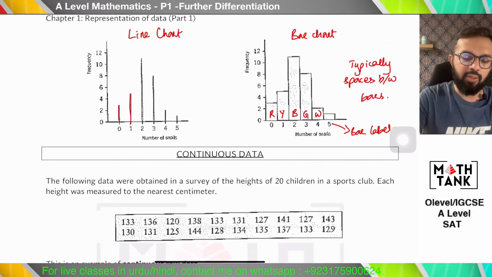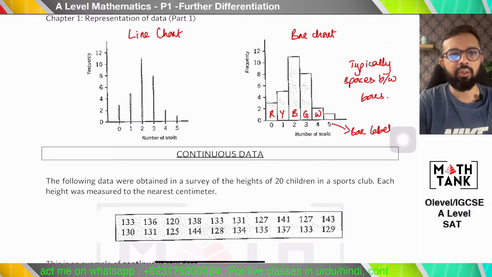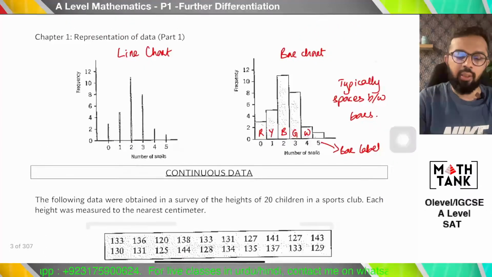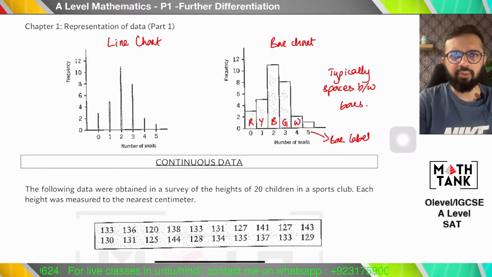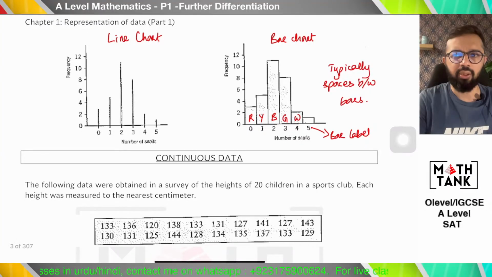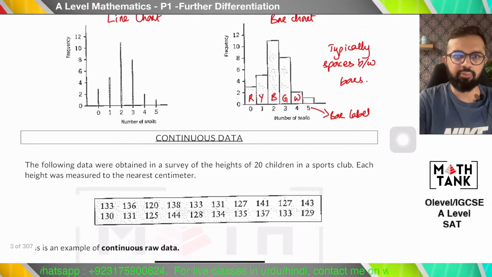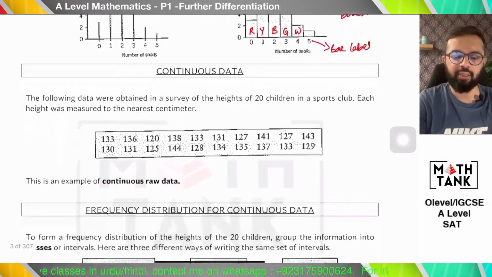If you didn't want to draw bars, you could instead draw lines. That's not what you typically do, but in case it's drawn, that's how you read it. Okay, so I've never seen a question where you are asked to draw a bar chart on an A-level math exam, but there is a question which says, what is the best form of representing this data.